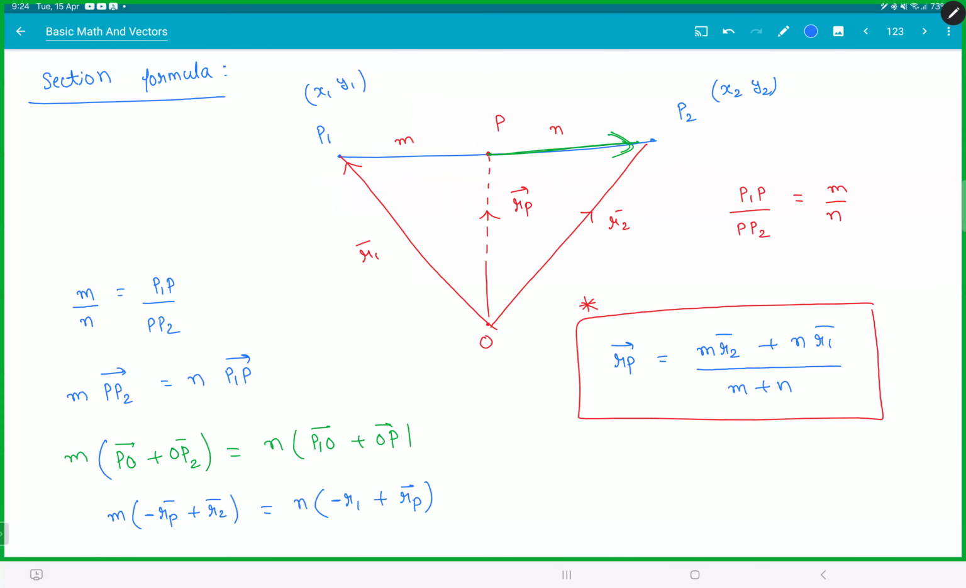So if you give me two vectors, and if you ask me somewhere in the middle of the line, I can use this and figure it out, where m and n is the ratio of that point, how it is dividing. Clear, everyone?